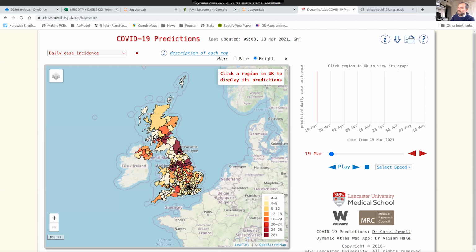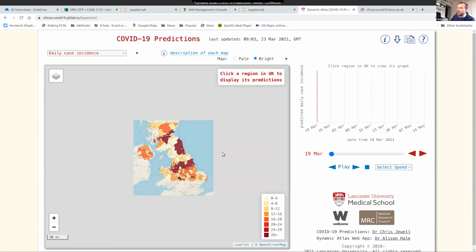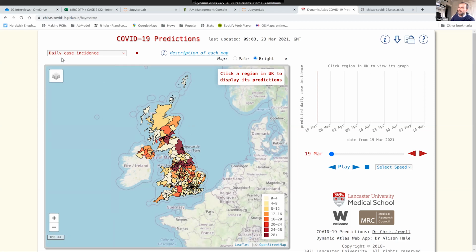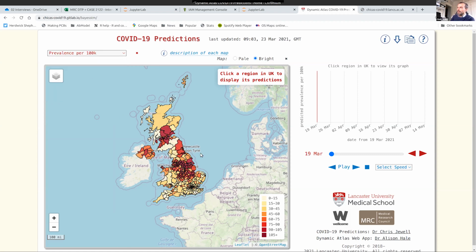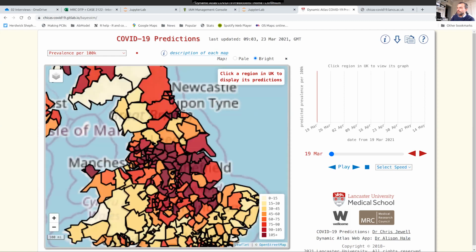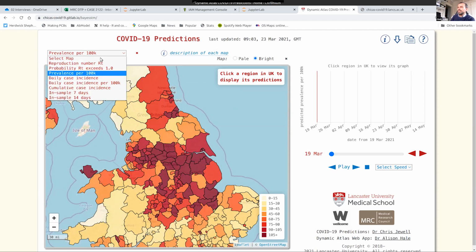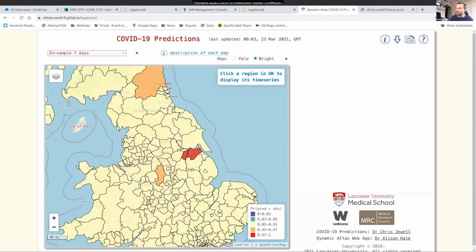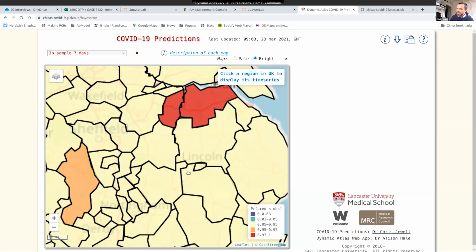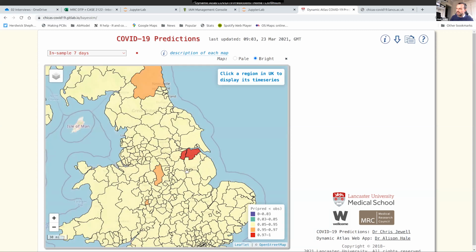So this is the website by which we can visualize various metrics like our daily absolute case incidence, albeit on a slightly different color scale, our prevalence, if that'll update in a minute. It's the trouble with doing live web things. And the other thing that we look at is in-sample prediction over the last week and over the last 2 weeks to actually point out any areas that are behaving atypically compared to what our in-sample time series prediction might be.